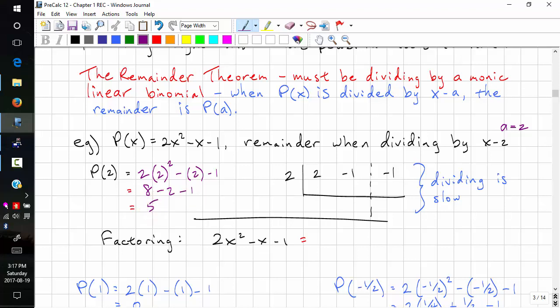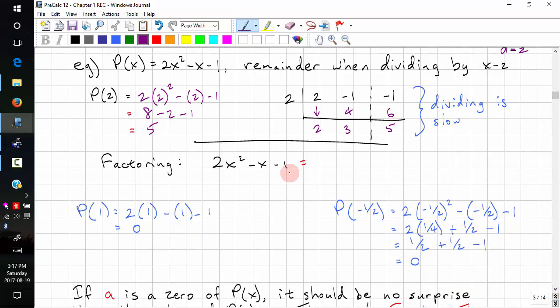Okay, let's look at this. We're doing synthetic division. Bring the 2 down. 2 times 2 is 4. 4 minus 1 is 3. 2 times 3 is 6. 6 minus 1 is 5. So we have 5 here, and we have 5 here. So just by doing this, we can get the remainder without doing a full division.